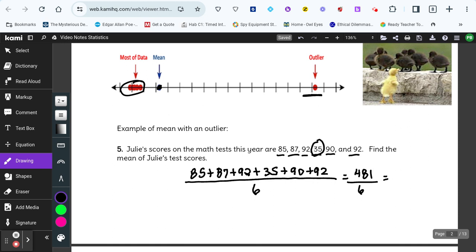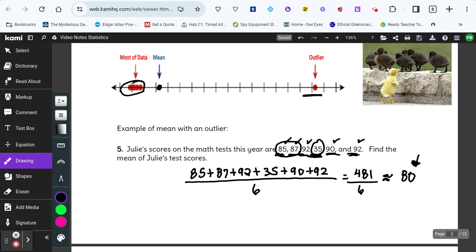Her average is approximately an 80, okay? But if you look at her test scores, 85, 87, 92, 90, 92, is there anything really close to an 80? All of her grades are above an 80 except this 35. So her average would have been higher, but this 35 took all these upper level Bs and As and pulled it down to almost a C. Okay? So you have to be really careful.